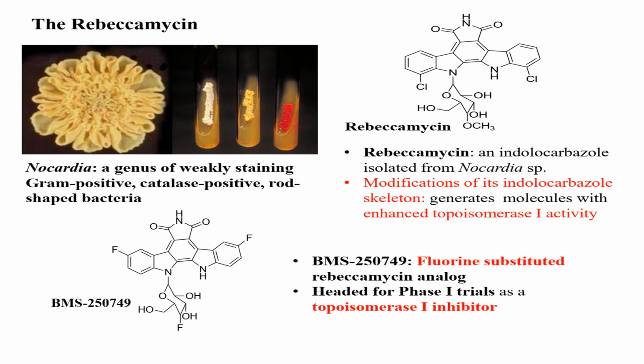So rebeccamycin is also another drug which can be isolated from catalase-positive, gram-positive rod-shaped bacteria, and this rebeccamycin is an indolocarbazole isolated from Nocardia species. The modification of this indolocarbazole skeleton generates a molecule with enhanced topoisomerase I activity, and this fluorine-substituted rebeccamycin analog headed for phase 1 trial for topoisomerase I inhibitors. So this structure, PMC 250749, is in the phase 1 clinical trial as a topoisomerase I inhibitor drug.